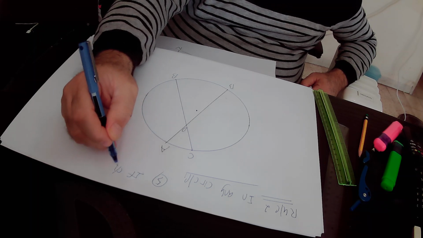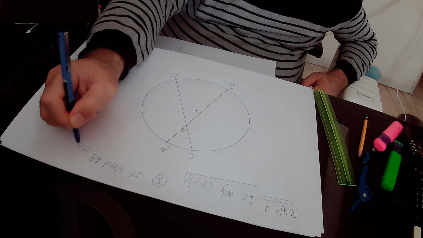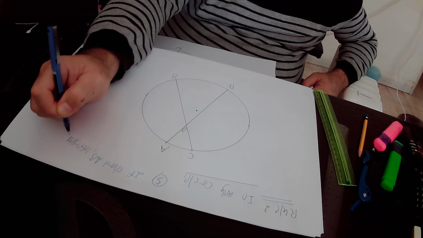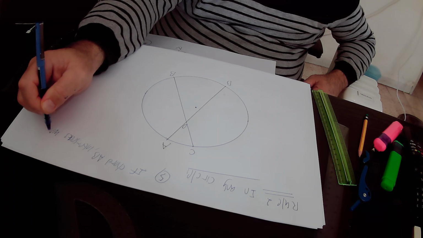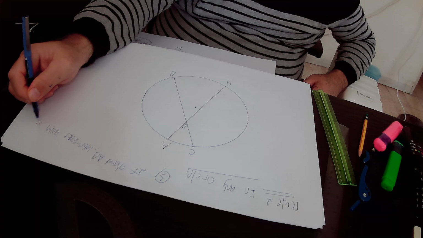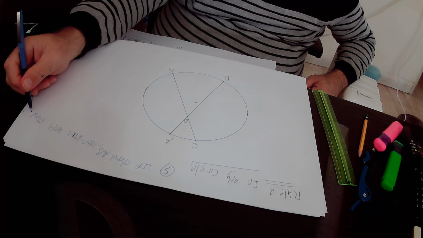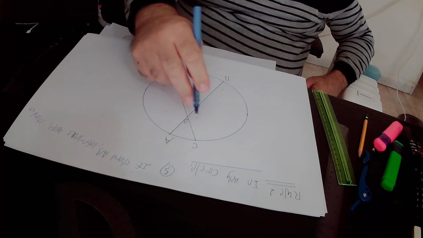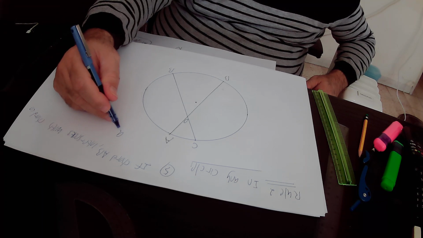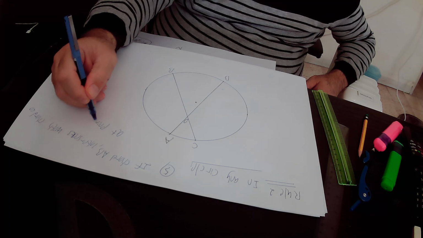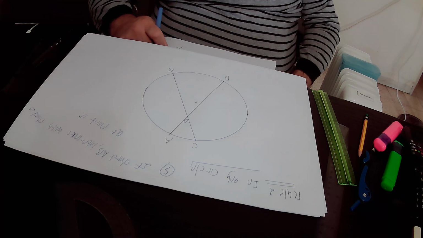If chord AB intersects with chord CD, and the intersection point between the two chords is defined as point O, then the following equation is true.